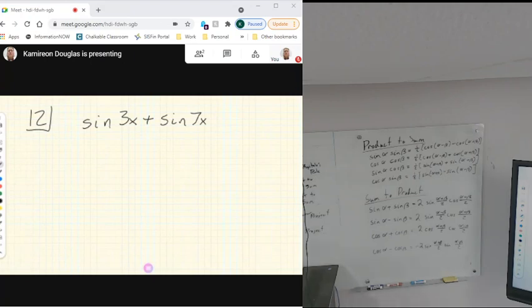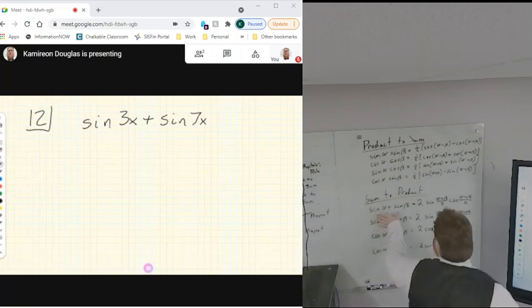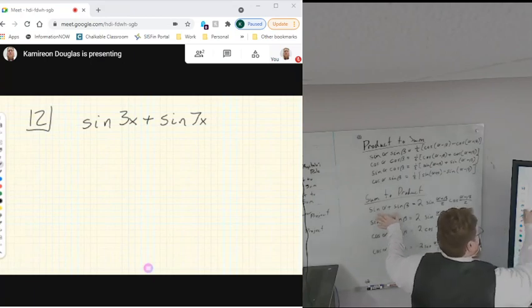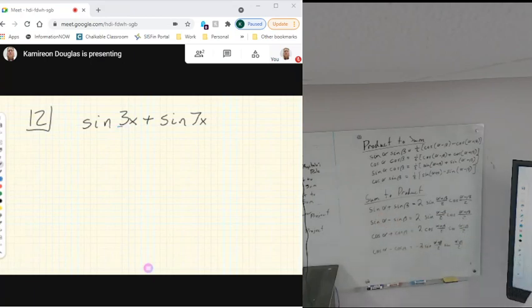So, number 12. Look at the problem. I have a sine formula plus another sine formula. How are we going to plug into this function? We got a sine alpha plus sine beta right here. So I'm going to plug into this specific formula. In this case, my 3x is going to be my alpha, my 7x is going to be my beta. And my formula says take 2 sine of (alpha plus beta) over 2 times cosine of (alpha minus beta) over 2.